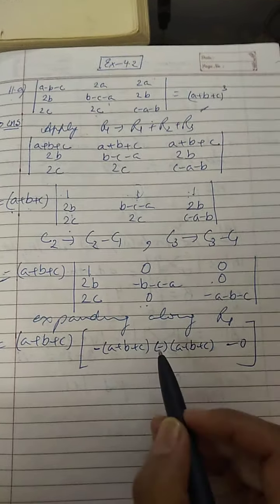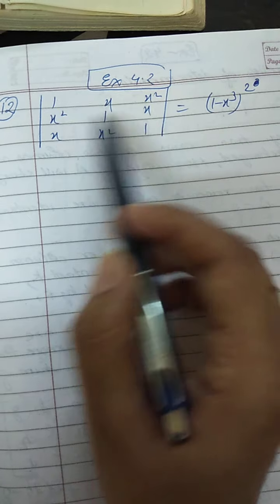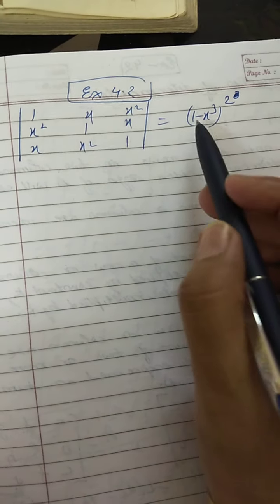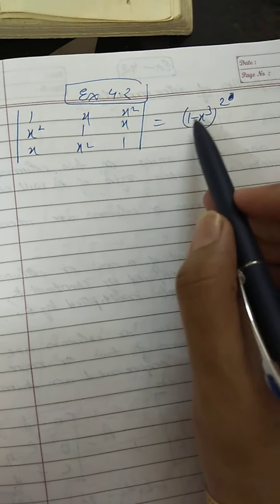And now we will discuss one more sum. Let us do sum number 12. We have to prove that this determinant is equal to (1 minus x cube) whole square. And if you look at the determinant, once again the terms are in cyclic order. It is 1, x square, x; x square, 1, x; x, x square, 1. Even if you go column wise, it is the same. And we have to prove here (1 minus x cube) whole square.